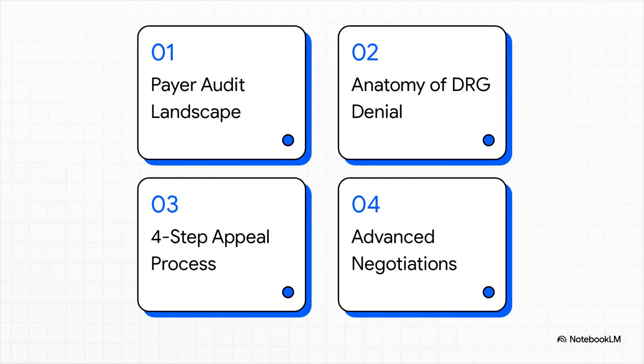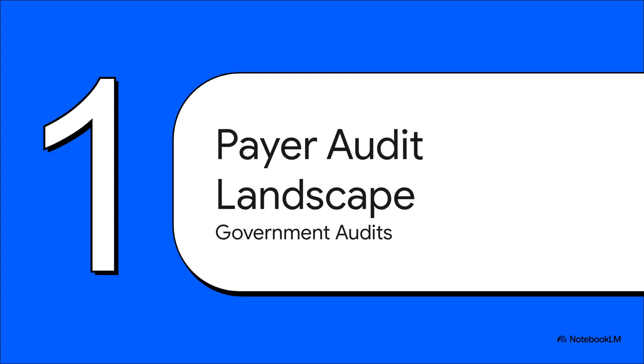Here's our quick roadmap for this masterclass. We'll be hitting 4 main pillars. 1, the payer audit landscape. 2, the anatomy of a DRG denial. 3, our 4-step appeal process. And 4, advanced payer negotiations. Let's start with section 1, the payer audit landscape.